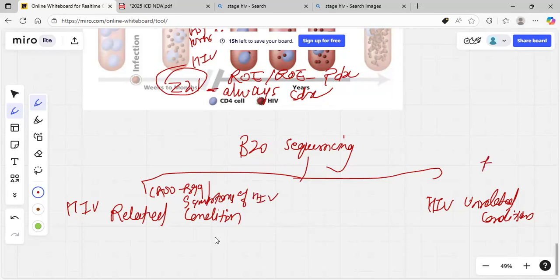Unrelated means, let's say the patient is coming with a fracture, injury, burn, any traumatic conditions. These are unrelated. These are just examples of unrelated conditions.